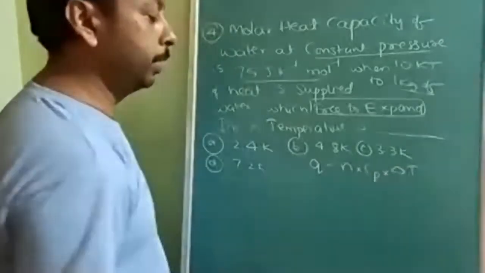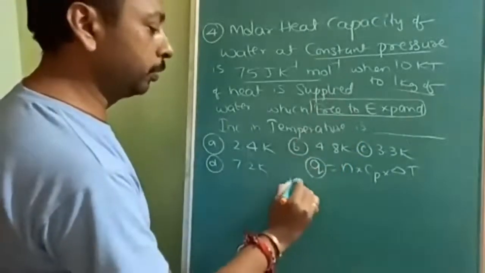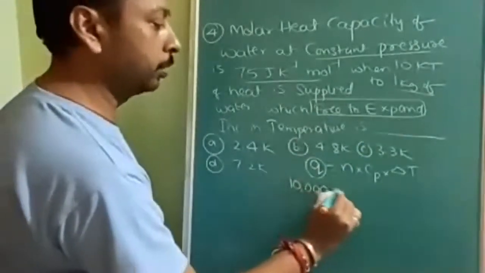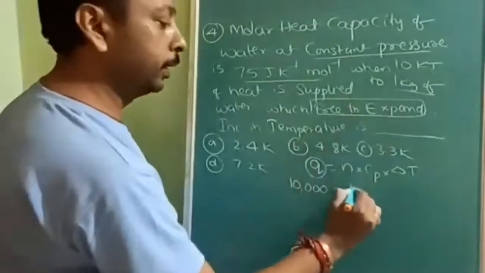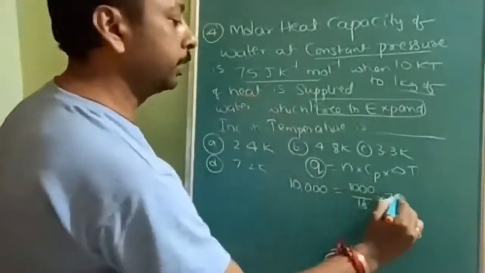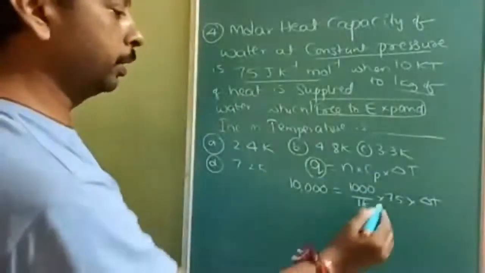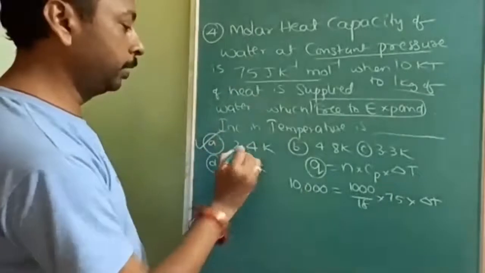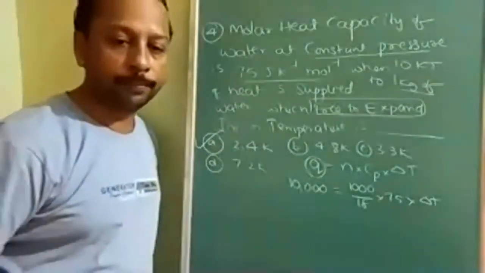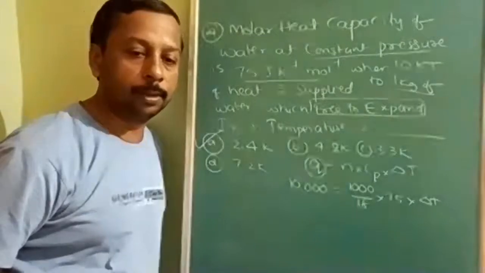Here heat is given how much? 10 kilojoules. So it is better to convert into joules. And the number of moles, 1 kg means 1000 divided by 18. And Cp is given as 75. So delta T you have to find out. After simplifying, you will get 2.4 Kelvin. The change in temperature will be 2.4 Kelvin. Okay. Note down.